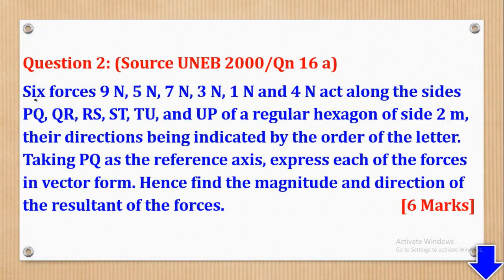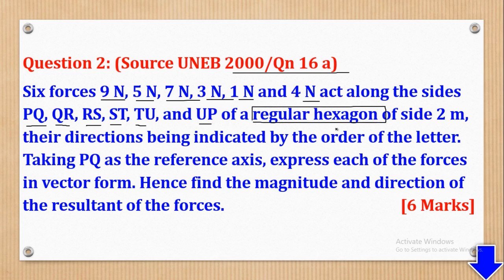So now we shall go to question 2. Question 2 came from UNEB 2000, paper 2, question 16a, and it says 6 forces 9, 5, 3, 7, 3, 1, and 4 act along the sides PQ, QR, RS, ST, TU, and UP of a regular hexagon. Know that word, regular hexagon, of sides 2 meters, their directions being indicated by the order of the letters. So know that word, order of the letters.